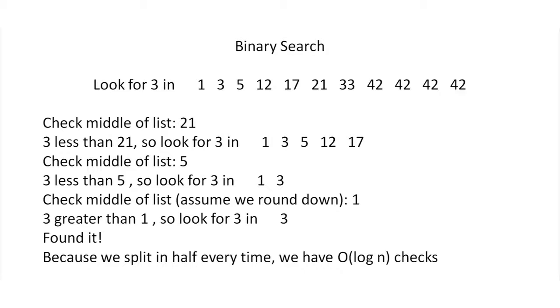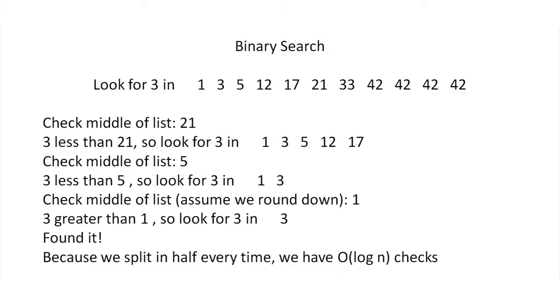Log base 2, not log base 10 or natural log or anything like that. But for this list of 11 items, log base 2 is slightly higher than 3, but we'll have to say 4. And it turns out that we did 4 comparisons here. We checked against 21 and 5 and 1 and 3. And so, as you can see, the number of comparisons that we need to do when we do a binary search is order log n.